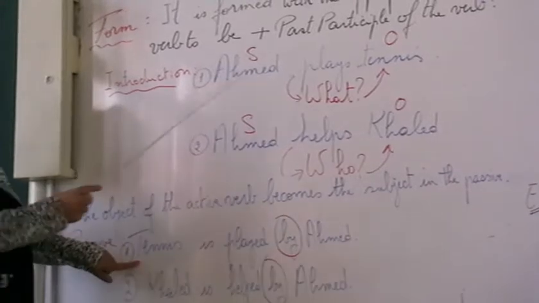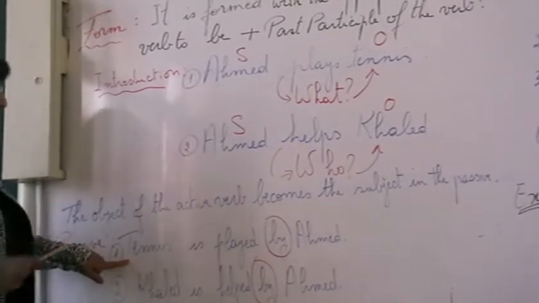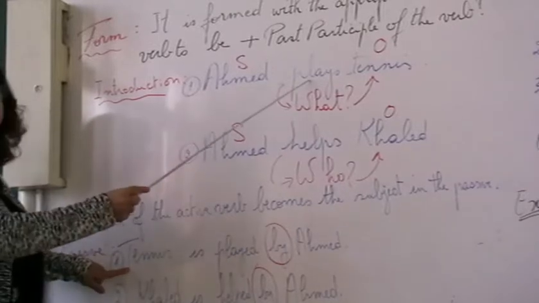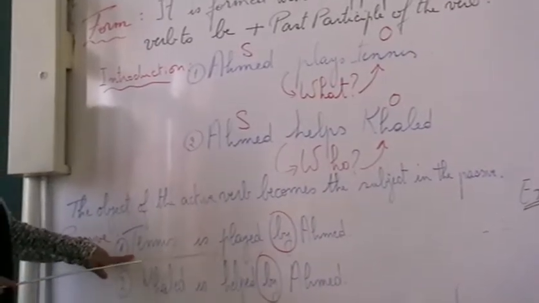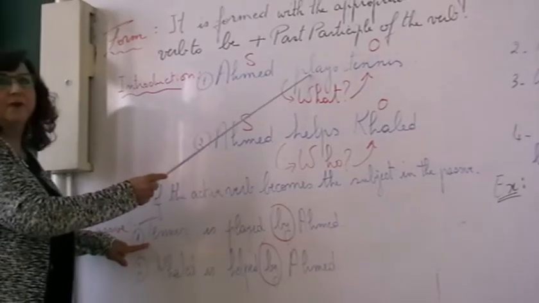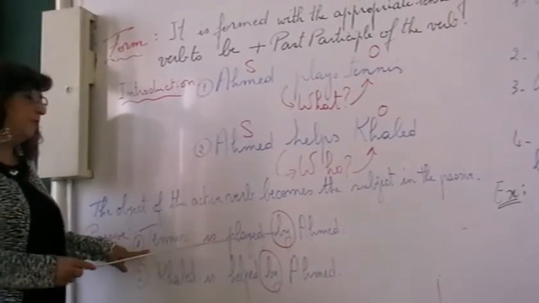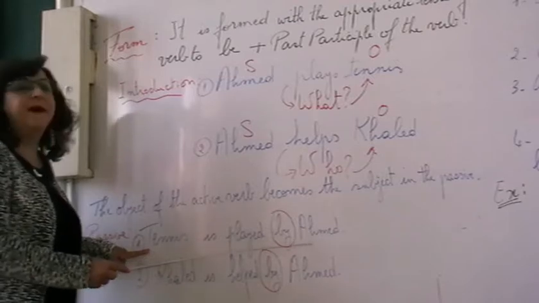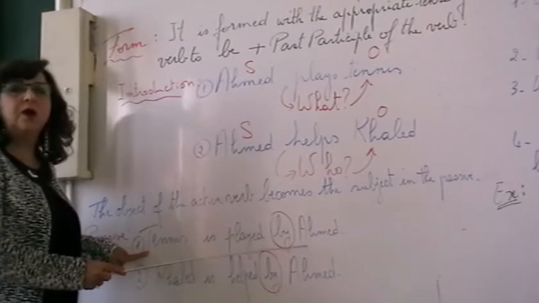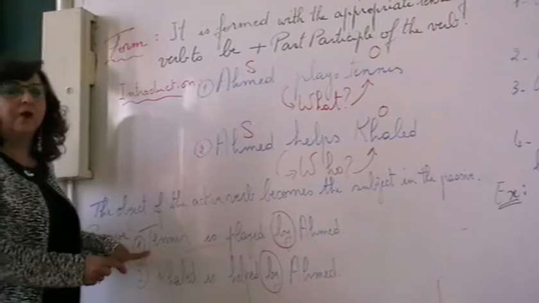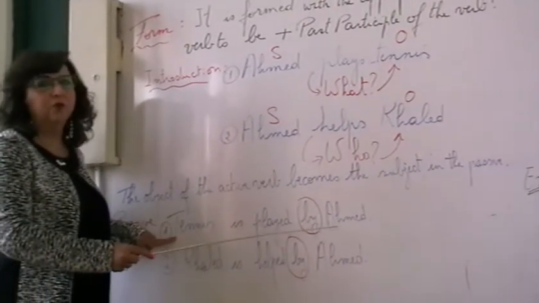Alright? So tennis, and then we put verb to be, is, and why is here? Because here it's present simple. So we put here is, the present simple of verb to be, plus the past participle of the verb. So, tennis is played, and then we put by, followed by the agent. We call it either the agent or the doer of the action. So, it's followed by Ahmed. Here, Ahmed is the agent or the doer.